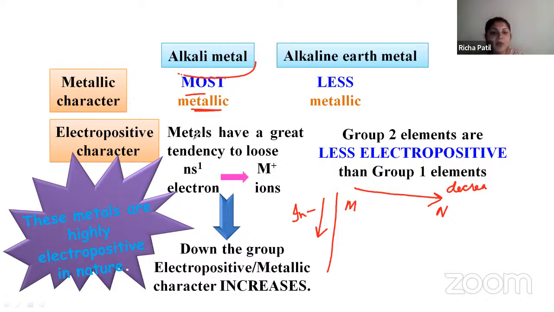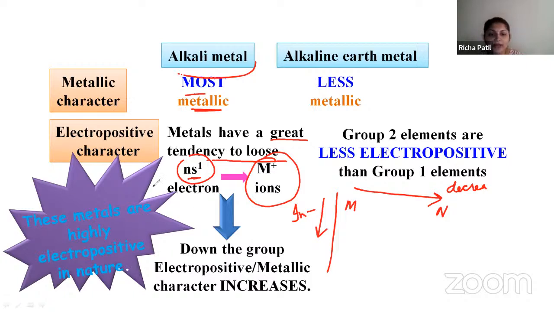Then electropositive character. What do you mean by electropositive character? It is the tendency of metals to lose electrons. These metals have a great tendency to lose electrons. If one electron is lost, it will form M plus ions. So these metals are highly electropositive in nature, as they have a greater tendency to lose electrons.